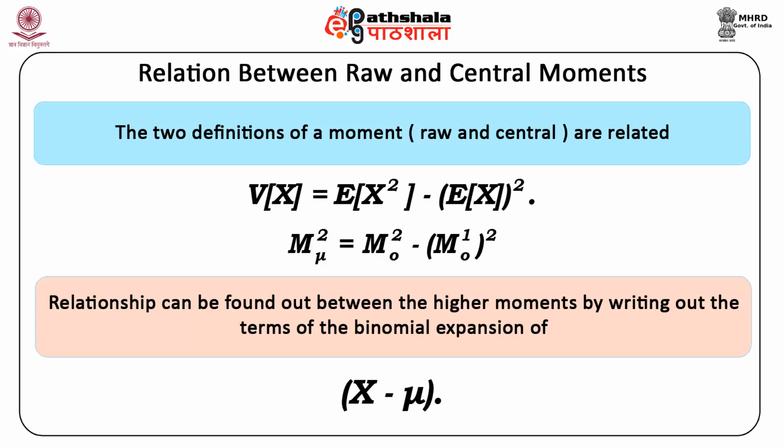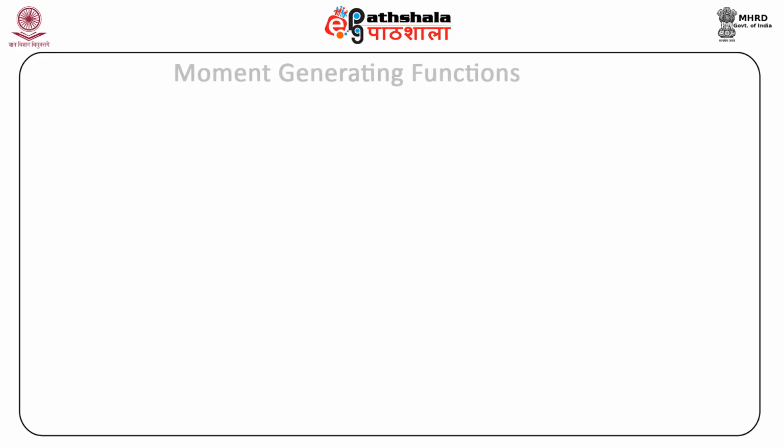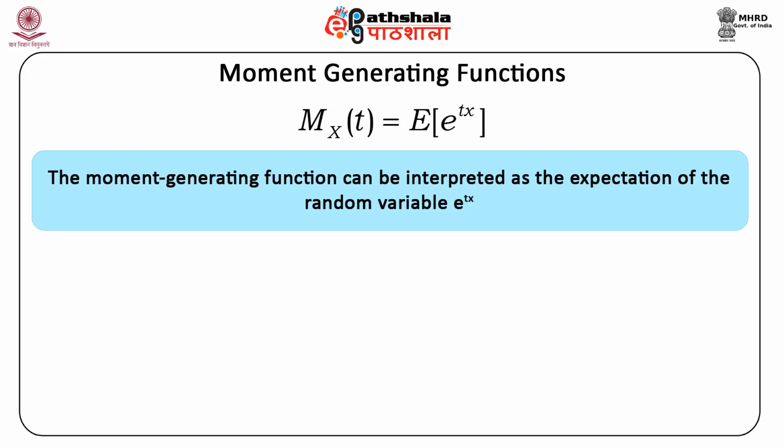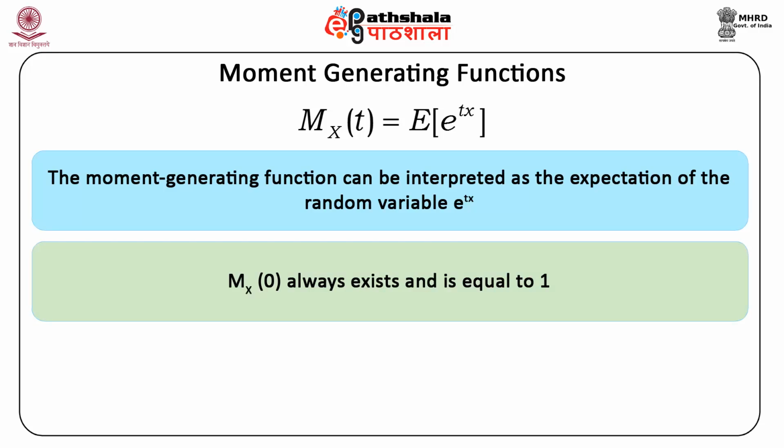Let us now discuss the moment generating function, or the MGF of X, which is defined by M_X(t) is equal to E[e^(tX)], provided this expression is finite for t in the neighborhood of 0, where t is an auxiliary variable. In other terms, the moment generating function can be interpreted as the expectation of the random variable e^(tX). Also, M_X(0) always exists and is equal to 1.